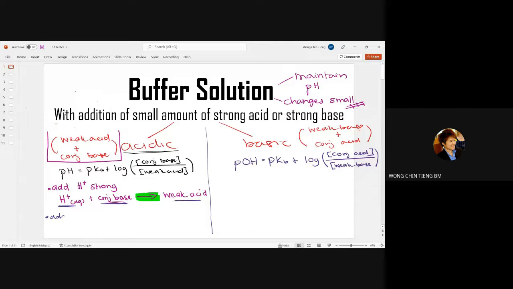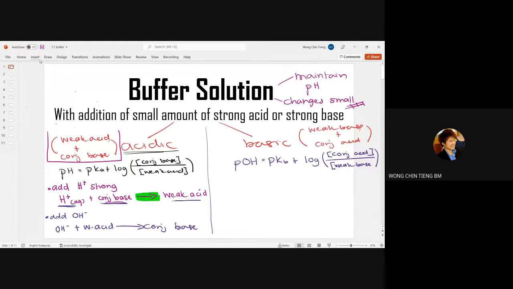Contoh, if I'm adding in a strong base, OH minus. So the OH minus is a base. Then the one that will neutralize the base will be my weak acid. So if weak acid is used to neutralize the base, then I will produce my conjugate base. Agree? Okay, very simple. Easy.